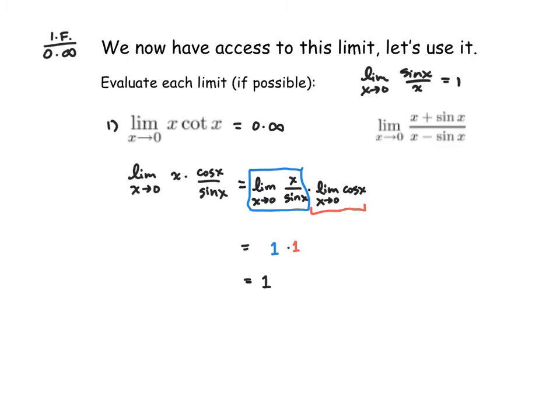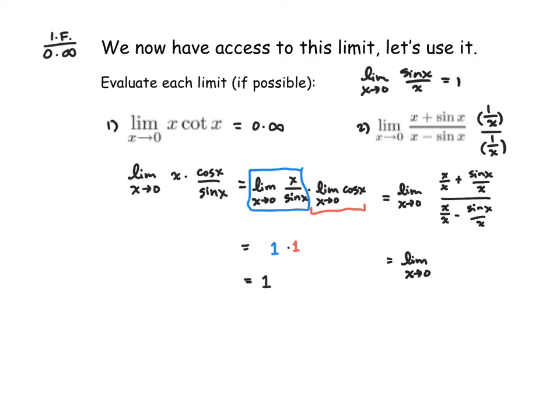Boy, I don't have the ability like I did in the first question to manipulate using trig, but what I can do is I can multiply by 1. So I'm going to multiply by 1 by multiplying the top and the bottom by 1 over x. When I do that, I get the limit as x approaches 0 of x over x plus sine x over x, over x over x minus sine x over x. Okay, so you can visualize this as one big limit, and you don't need to split it up using those properties at all times.